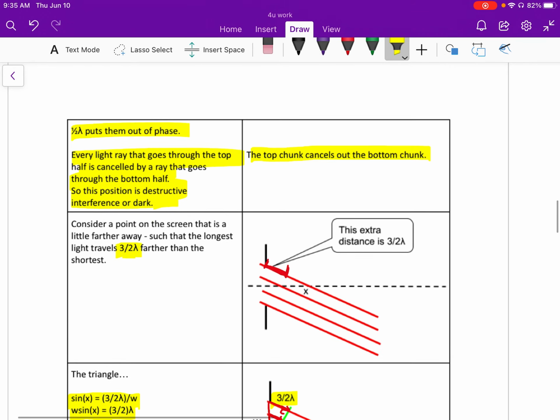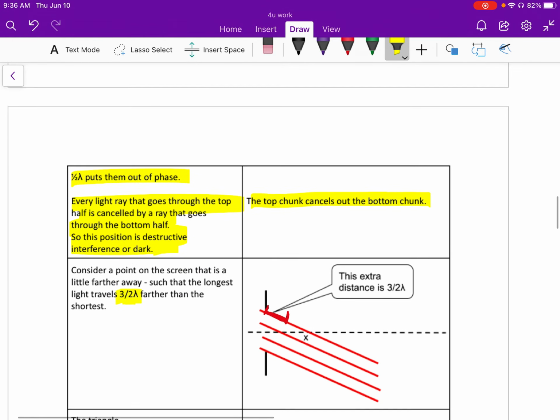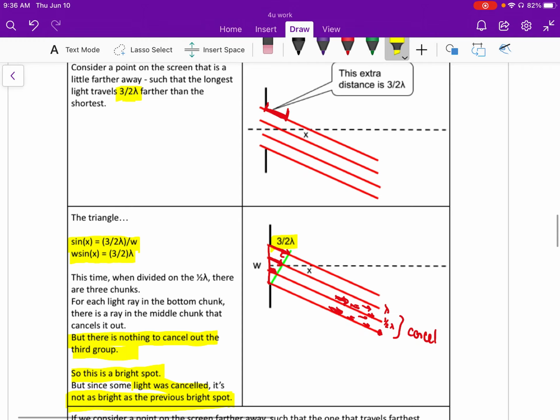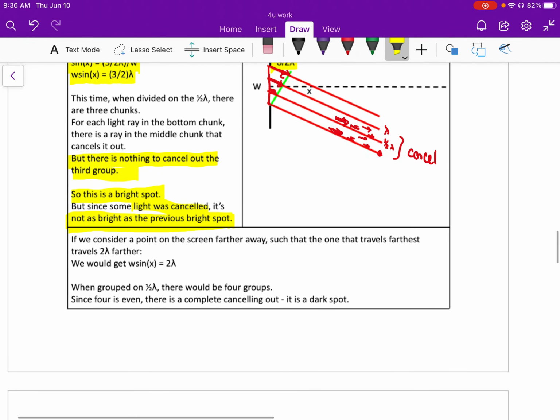When the extra distance was a full wavelength longer, we got a dark spot. 2 is an even number and there's complete canceling. When the extra distance was 1.5 lambdas, or 3 over 2, 3 is an odd number, so there wasn't complete canceling, so it's a bright spot. It's just not as bright as it was before.